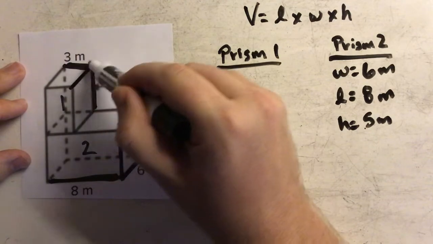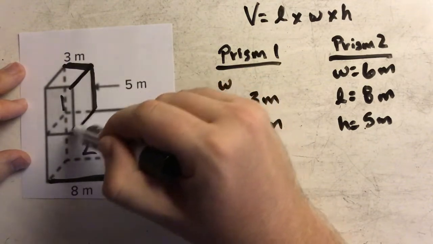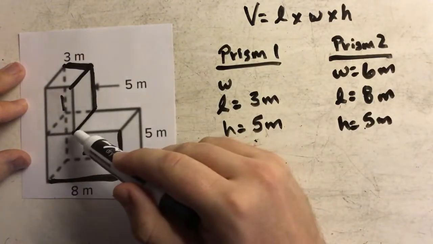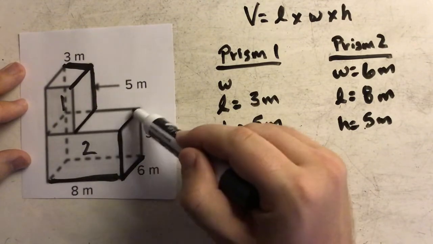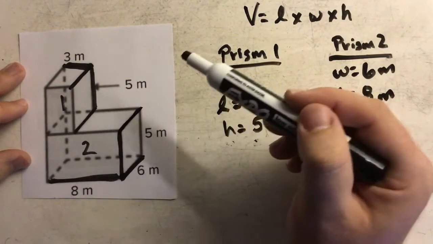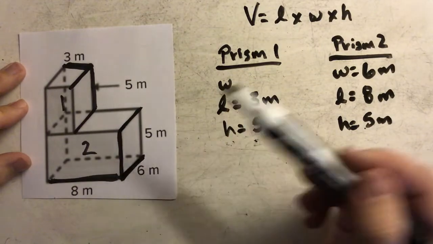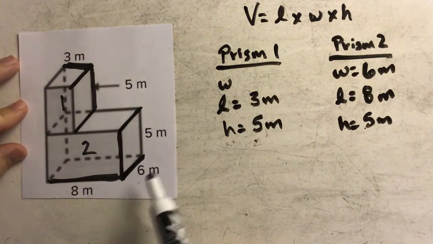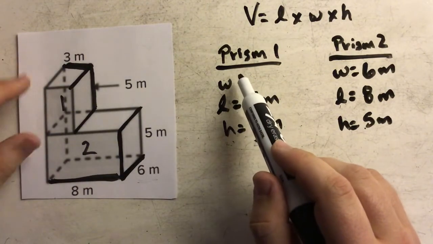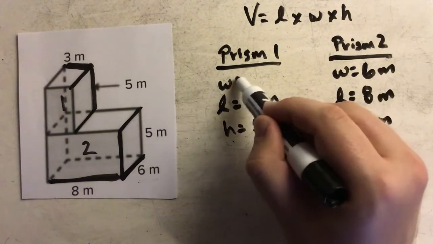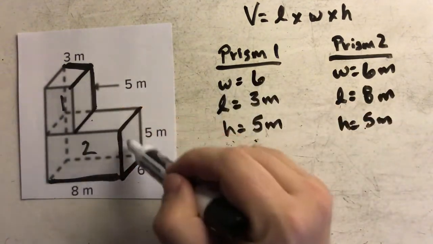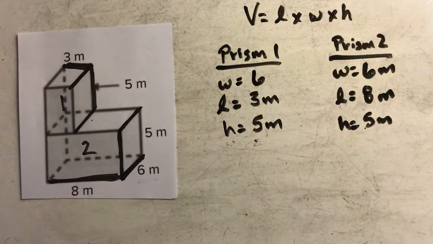So using what I know about prisms, I'm going to say that this line right here is equal to this line, and this line you can see is the same length as this line, which would be equal to this line down here. So we can actually see that the width for my first and my second prism is equal to 6. This is all the same on all of them.